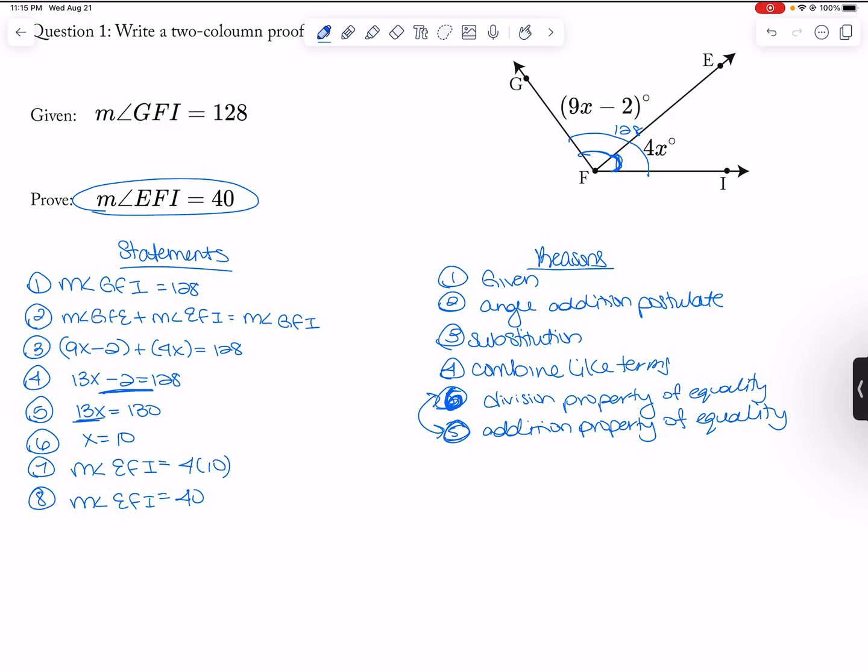Okay. So then 7 is substitution, because I substituted 10 in. And then 8 is combine like terms. And that's your first proof.